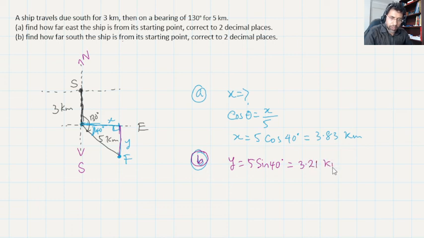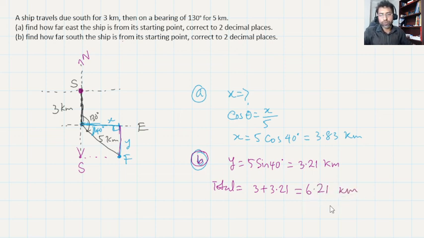But don't stop here, because the question is clearly asking how far south the ship is from the starting point. So from here, looking at the south direction up to that point, from here to here, you have to add that first part. The 3 kilometers is also moving south, plus 3.21, so the total south is 3 plus 3.21, which is 6.21 kilometers traveled towards the south direction.